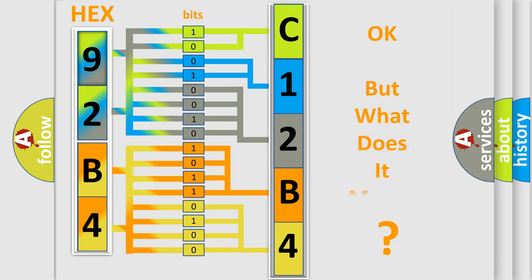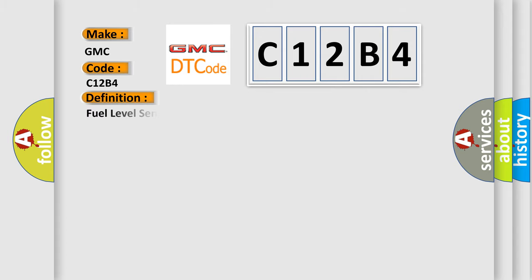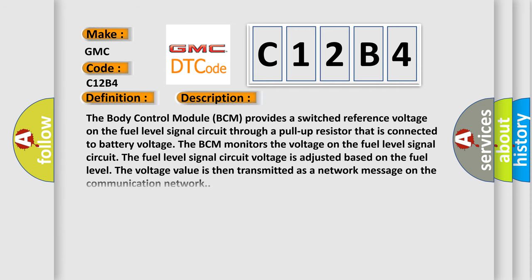The number itself does not make sense to us if we cannot assign information to what it actually expresses. So, what does the diagnostic trouble code C12B4 specifically mean for GMC car manufacturers? The basic definition is: fuel level sensor 1 circuit short to battery or open. And now here is a short description of this DTC code.